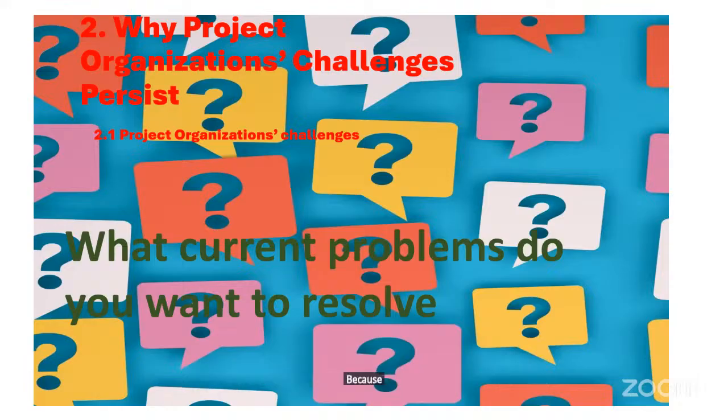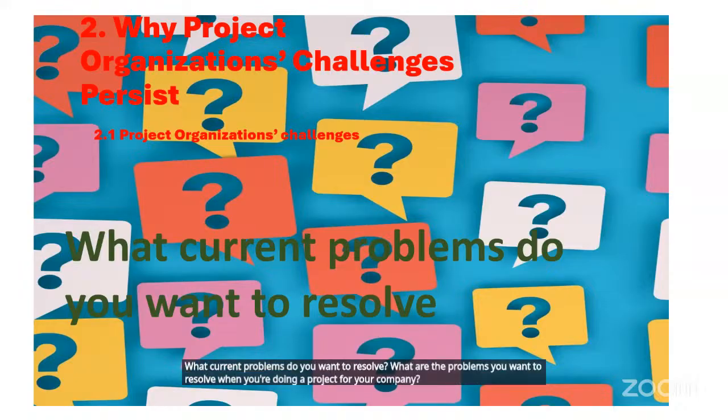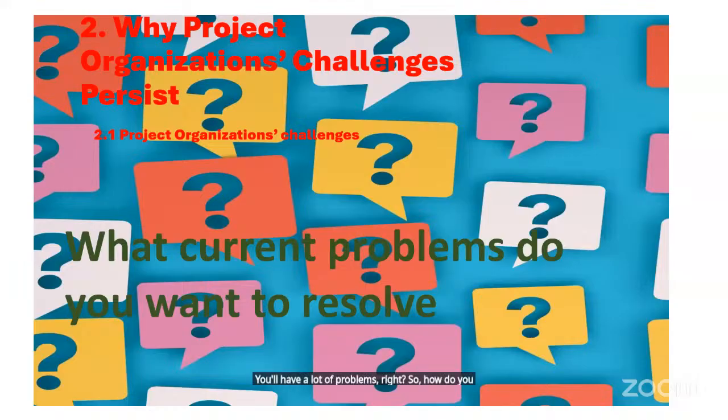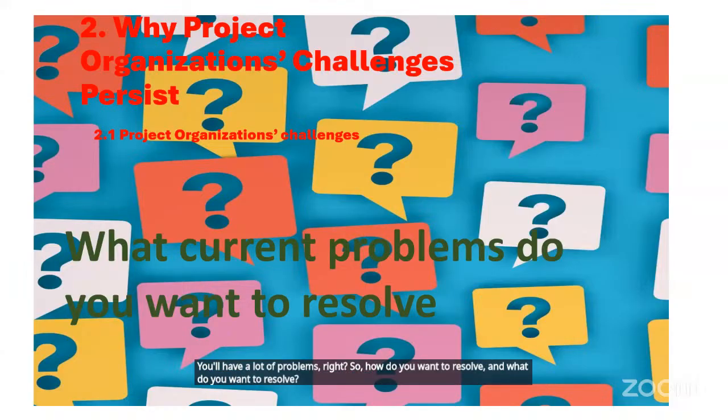Because you have a lot of constraints in the company, outside environment, etc., and constraints in the team. So of course you'll have challenges, and they will always be there. So you need to know how to tackle the challenges and deliver more value for the customer. And that is why we are looking at KPPM as a model which will help us to bring more success for a project. So now the question that we have to look at is, what current problems do you want to resolve? What are the problems you want to resolve when you are doing a project for your company? You will have a lot of problems, right? So how do you want to resolve them and what do you want to resolve? Let's look at that.